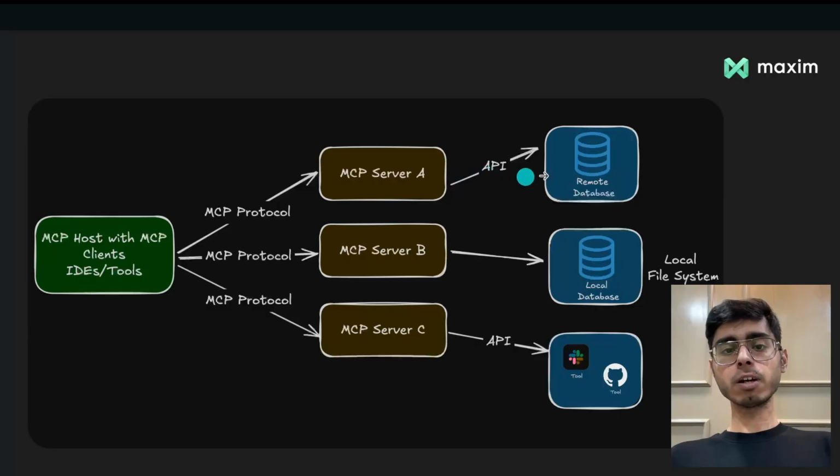Now further, if we go ahead, you can see that we have various tools and data sources. These data sources can be local, just like your file system, or they can be remote databases like MongoDB or PostgreSQL. In order to communicate with a remote data source or tool, you need to again use web APIs.